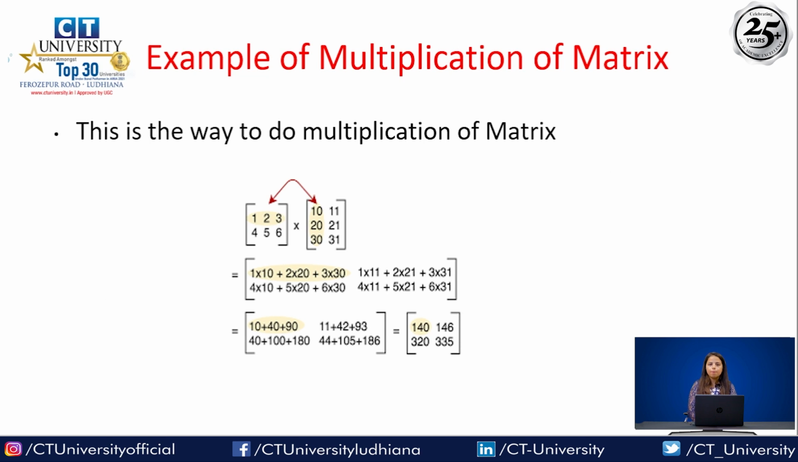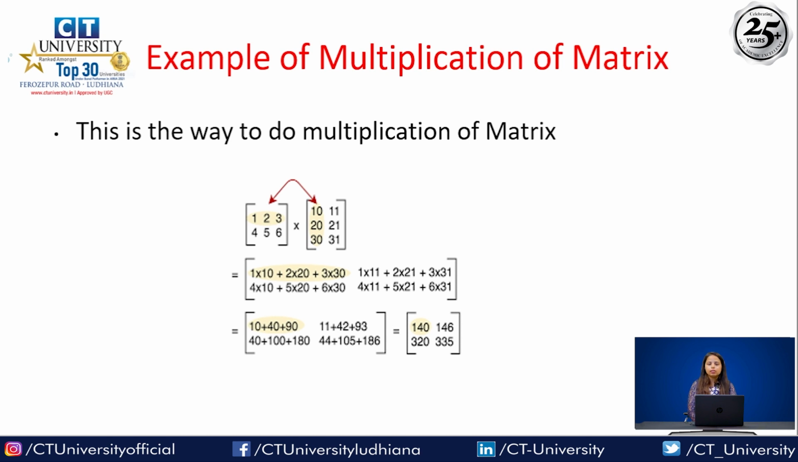So here is the example of multiplication of matrices. There are two matrices. The first matrix is of order 2 cross 3, meaning there are 2 rows and 3 columns, and the second matrix will be of order 3 cross 2, meaning there are 3 rows and 2 columns. Then how can you multiply? Here is the way to multiply these two matrices: 1 multiplied by 10, meaning first row by first column, and then first row by second column, after that second row by first column, second row by second column.